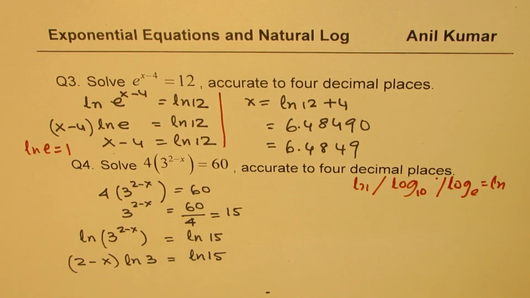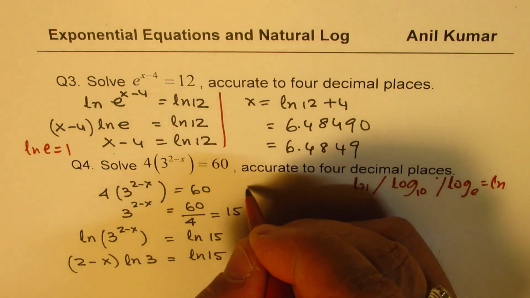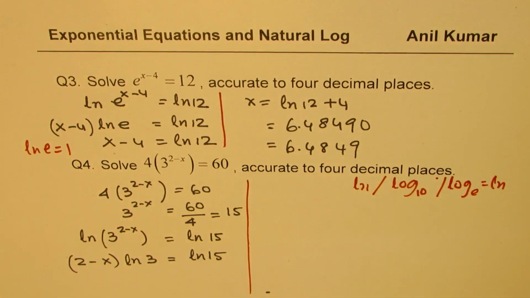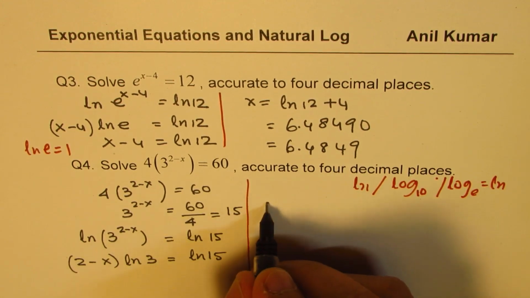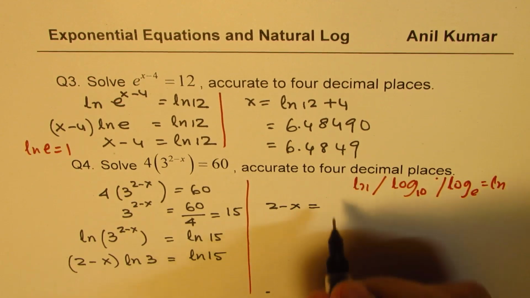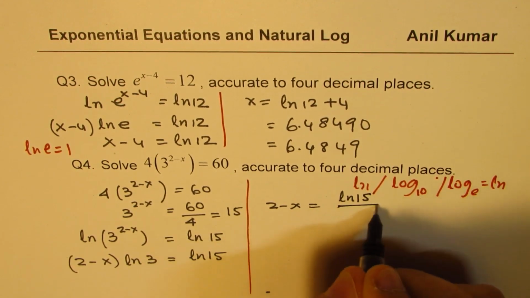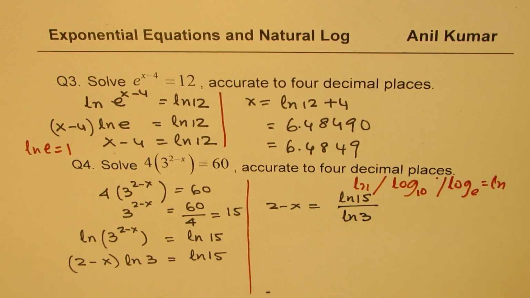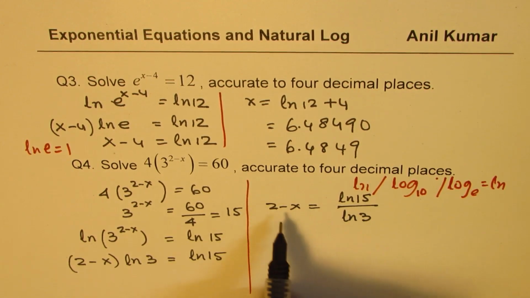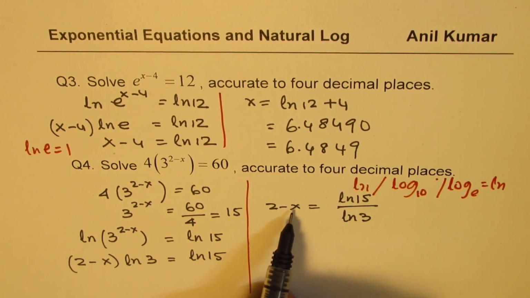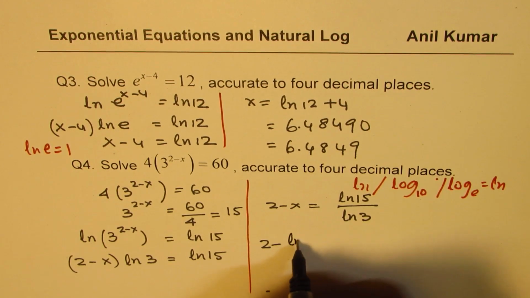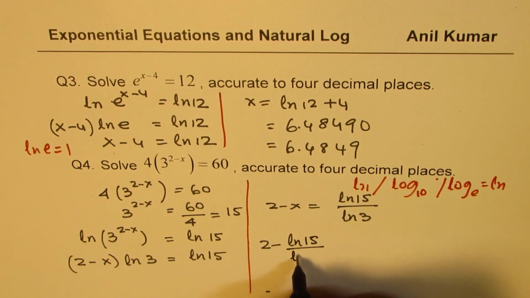Right? Now, how will you solve this equation? I'd actually like you to pause the video at this stage, solve the equation and get the answer, right? See how? 2 minus x times ln 3 equals ln 15, so I could write 2 minus x equals to ln 15 divided by ln 3, right? So from here we can get what x is. You can take x to this side, so we get 2 minus ln 15 over ln 3 equals to x.